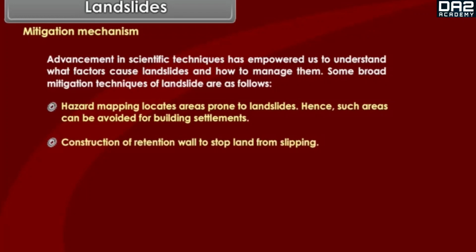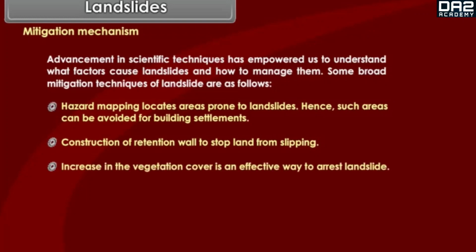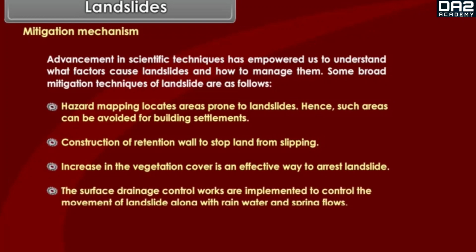Construction of retention wall to stop land from slipping. Increase in the vegetation cover is an effective way to arrest landslide. The surface drainage control works are implemented to control the movement of landslide along with rainwater and spring flows.